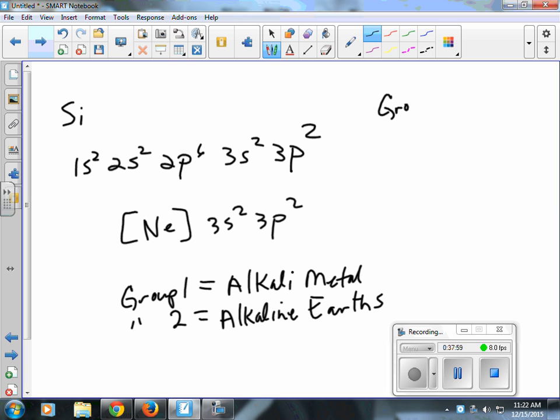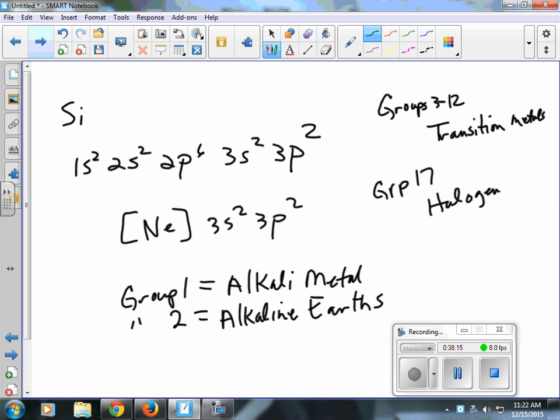Okay. Groups 3 through 12 are the transition metals. And what about group 17? Halogens. What's group 18? Okay. What's so special about noble gases? Unreactive. Halogens, most reactive nonmetals. Transition metals form very colorful compounds.